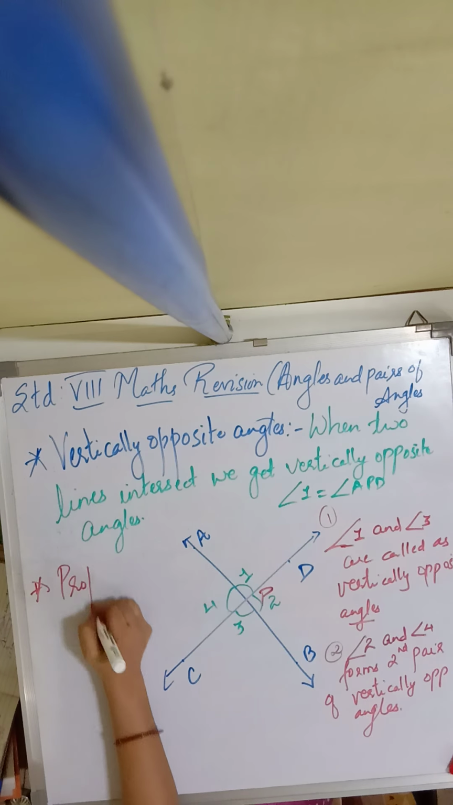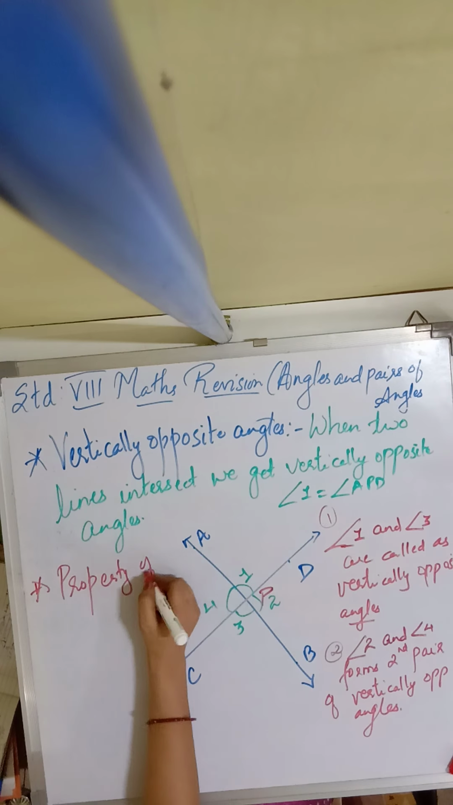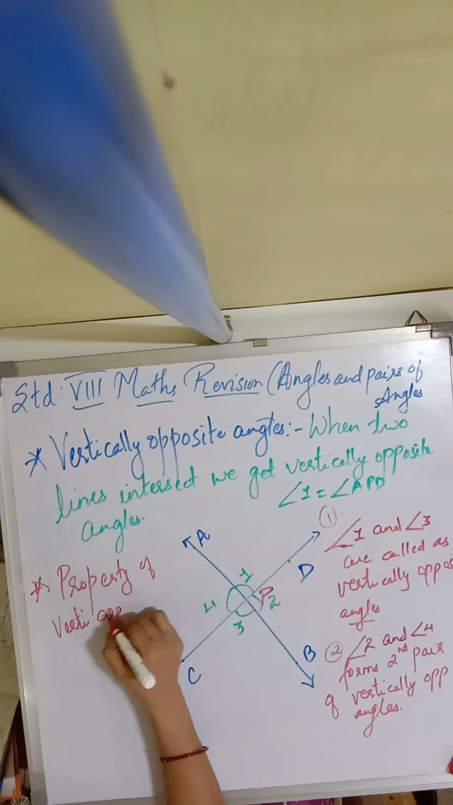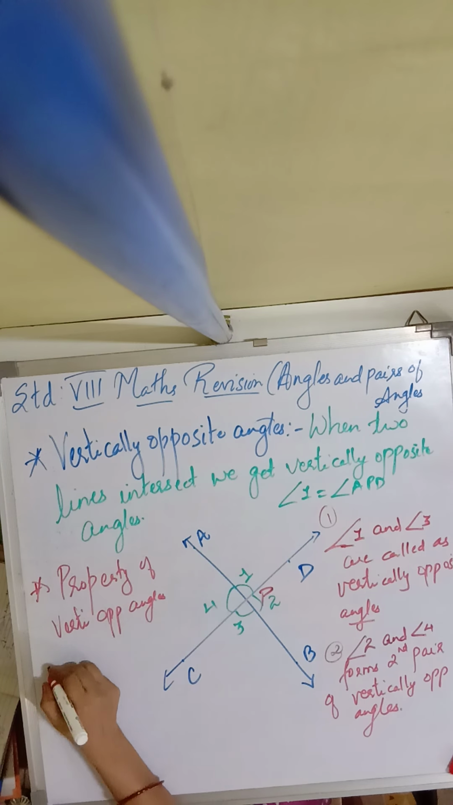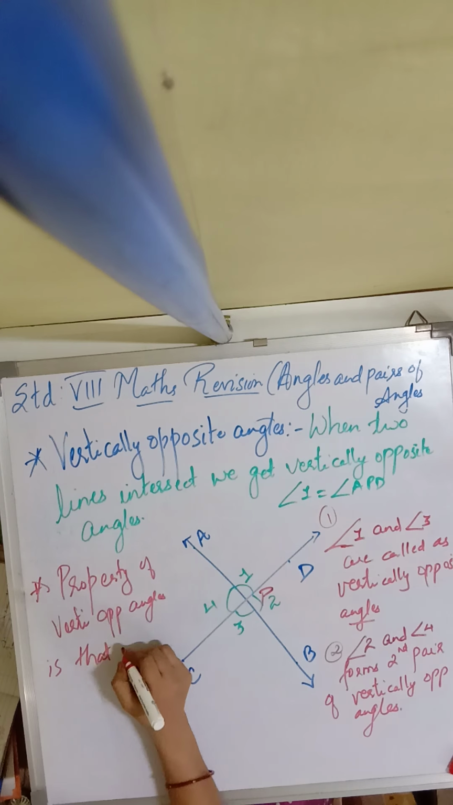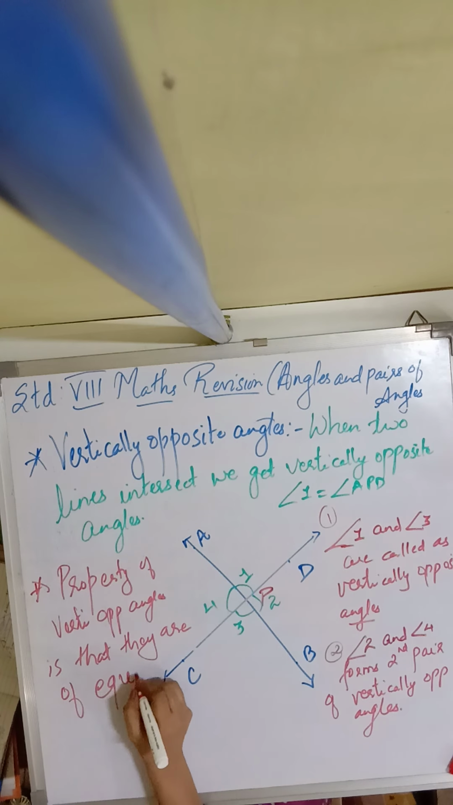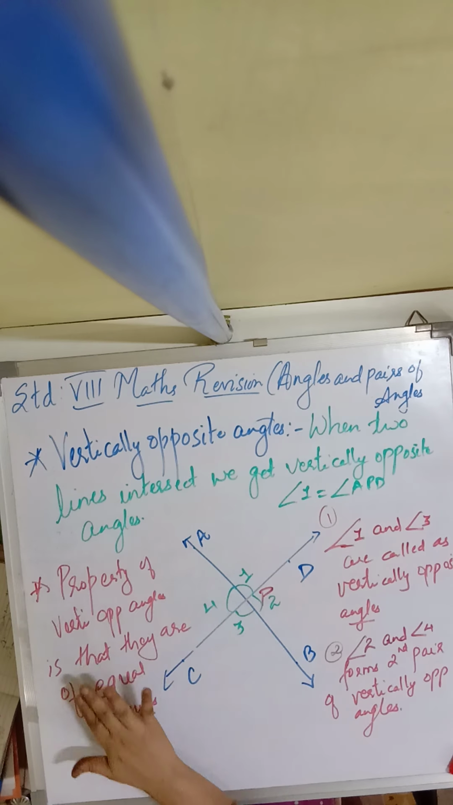Property, you can write here, property of vertically opposite angles, I have written in short form children. The property of vertically opposite angles is that both these angles are of equal measures. So they are of equal measures. This is the property of vertically opposite angles. What is the property? Vertically opposite angles are of equal measures.